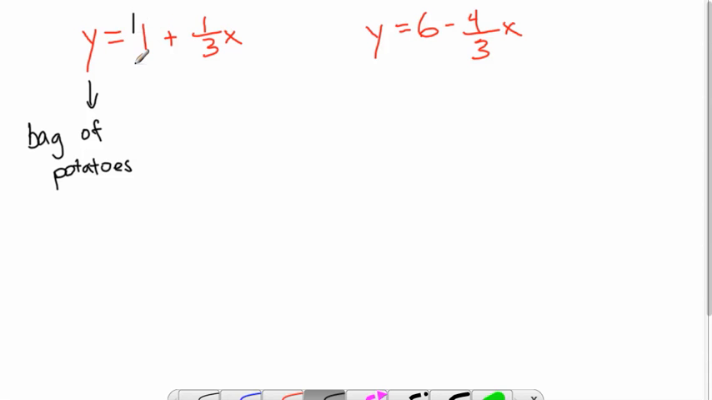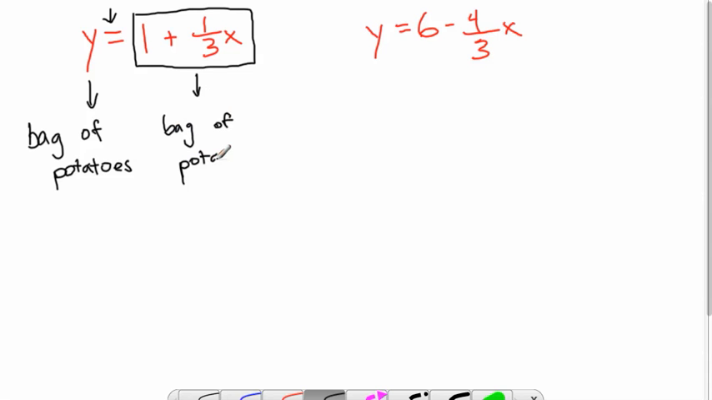Well, if y equals this stuff, what does this stuff also have to be? This stuff also has to be a bag of potatoes. Otherwise, they wouldn't be equal. A bag of potatoes can only equal a bag of potatoes. A bag of potatoes cannot equal a bag of bananas. It doesn't work. So remember, I said y was a bag of potatoes. So what's y? A bag of potatoes.